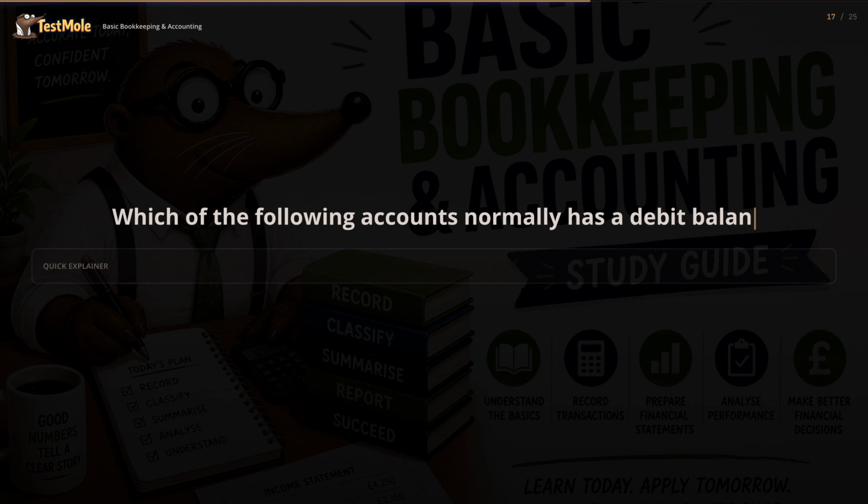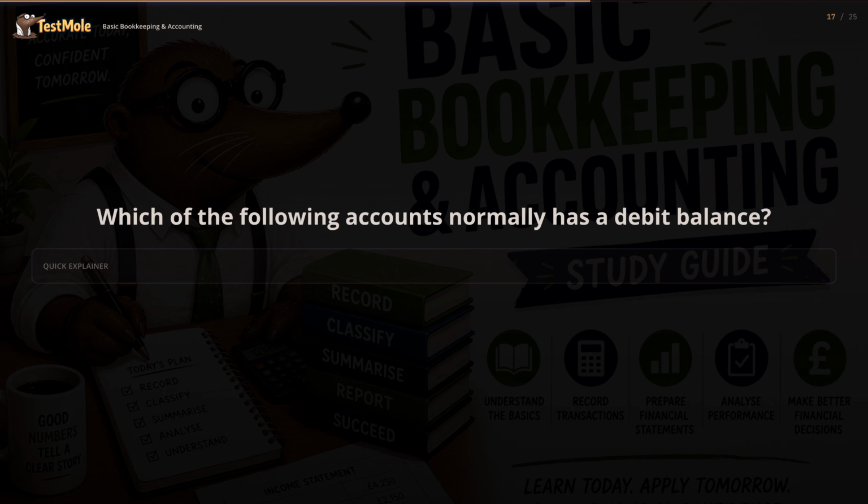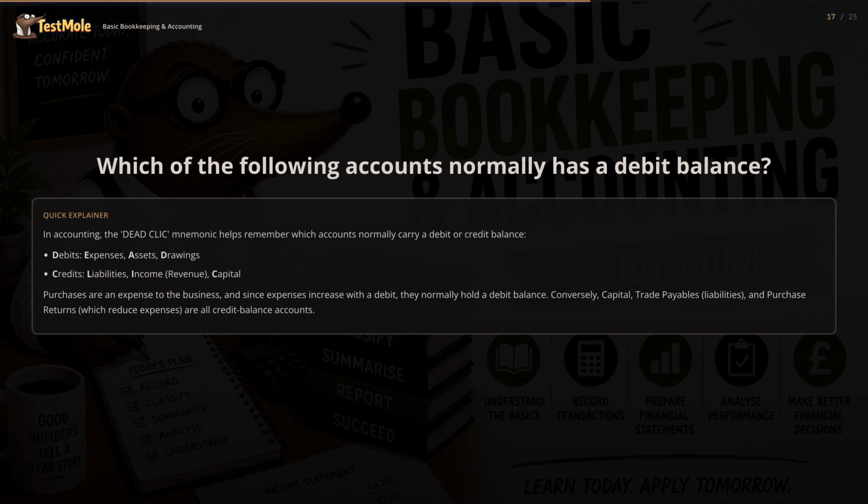Which of the following accounts normally has a debit balance? In accounting, the DEAD SCLIC mnemonic helps remember which accounts normally carry a debit or credit balance. Debits: expenses, assets, drawings. Credits: liabilities, income, revenue, capital.